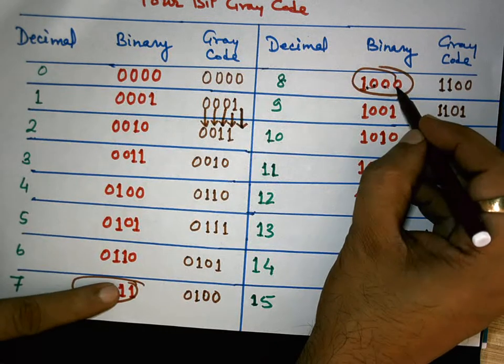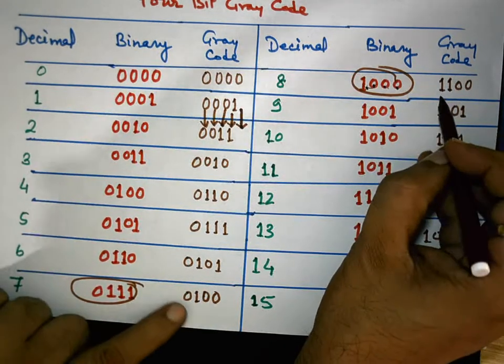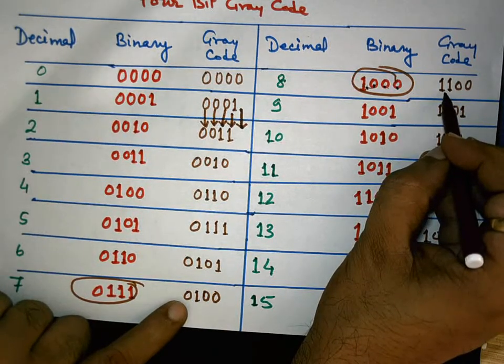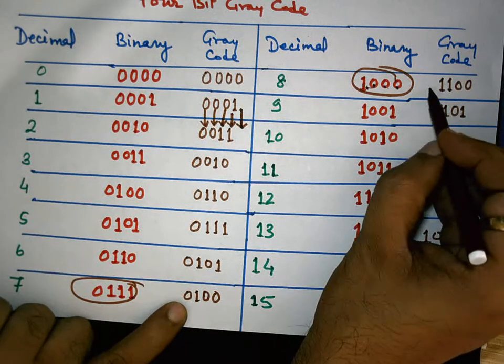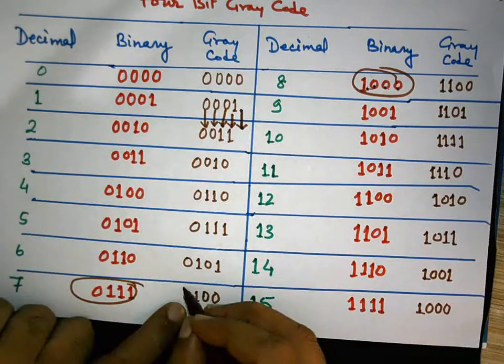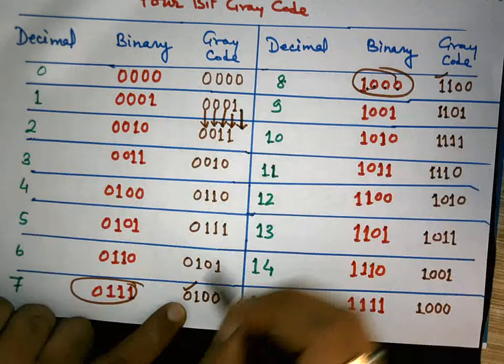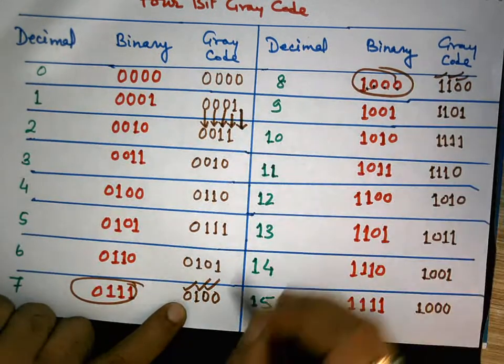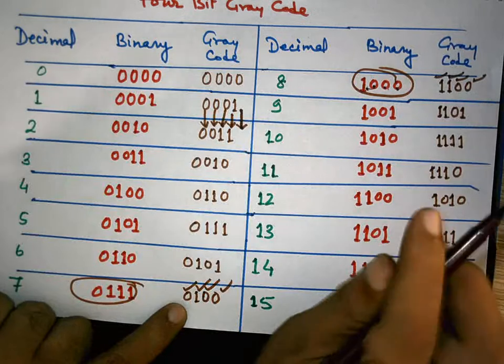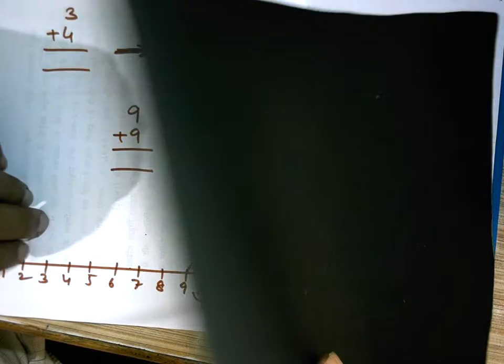But you see the changes that occur in Gray code for decimal 7 to 8. This 0 is changing to 1, this 1 remains 1, this 0 remains 0, and this 0 remains 0. This is the beauty of Gray code, which is used in some applications.